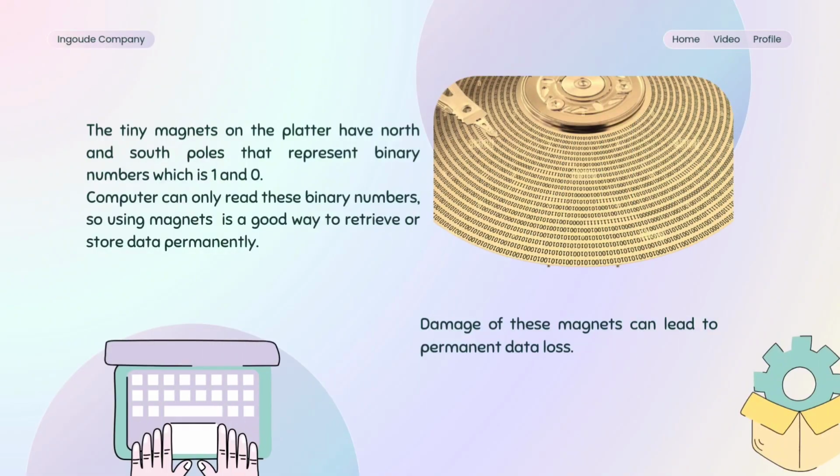Other than that, as we know, the tiny magnets on the platter have north and south poles that represent binary numbers, which are 1 and 0. Computers can only read these binary numbers, so using magnets is a good way to retrieve or store data permanently. If there are scratches on the platter, it can lead to permanent data loss.